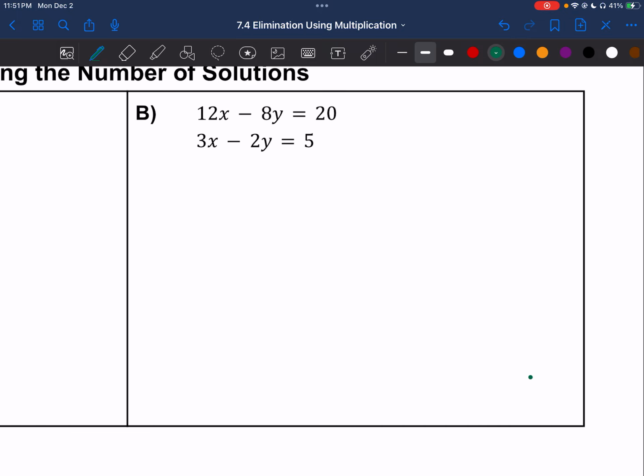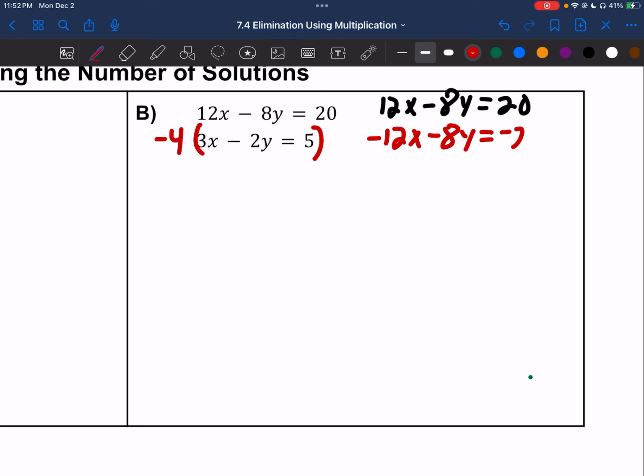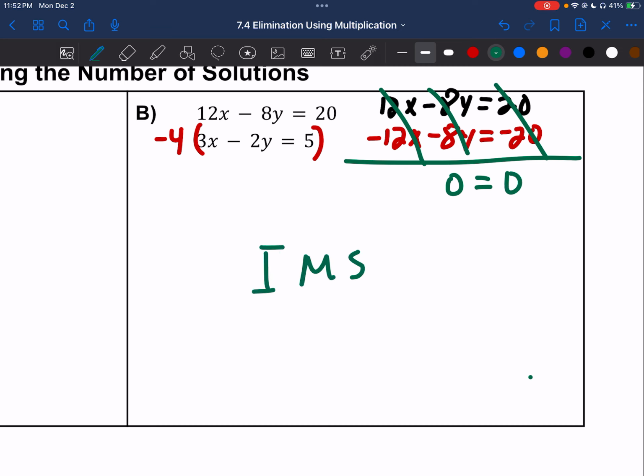All right, let's take a look at letter B. In this one, as I look at it, I'm going to multiply by negative 4, because that's going to get my x to be opposite values. So the first equation, 12x minus 8y equals 20. The second equation is going to be negative 12x minus 8y equals negative 20. And we're going to add these together. Those cancel and those cancel. So 0 is equal to 20 plus negative 20 is 0. So that is going to be infinitely many solutions.